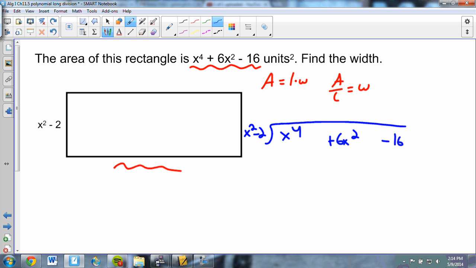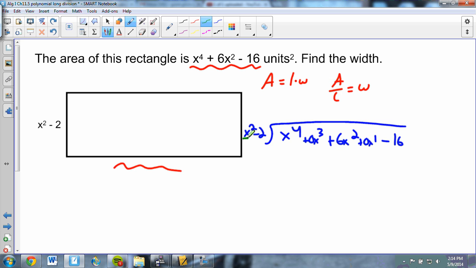Now, something that you need to do on this inside part here is keep track of places. I need to have placeholders for x to the third and x to the first. So now my powers go 4, 3, 2, 1, 0. And that needs to happen on the inside. It's not such a big deal on the outside, but on the inside you need to have that. You'll actually find in this problem it's not going to matter, but there will be other problems where it does.